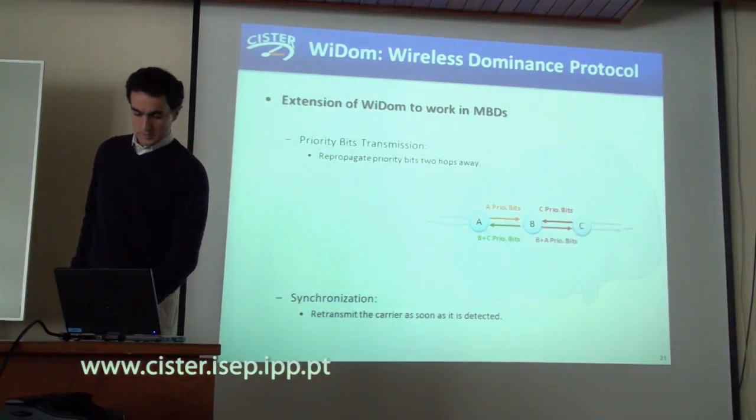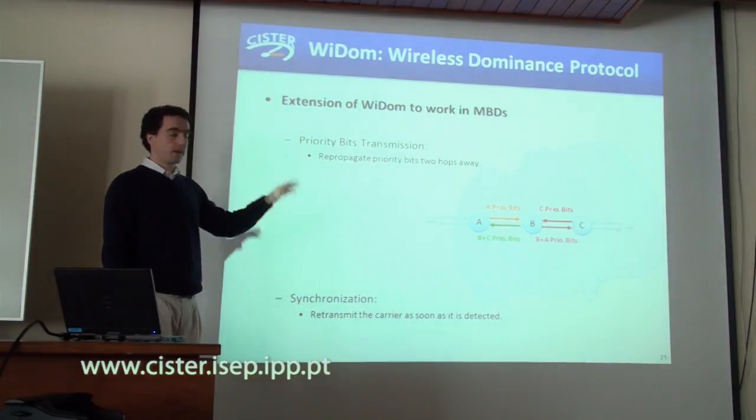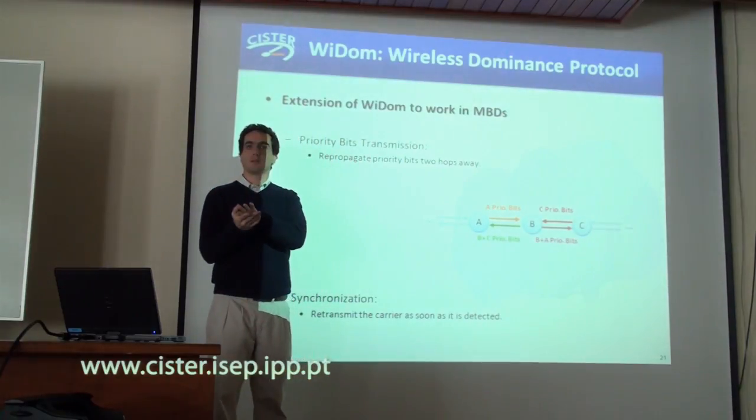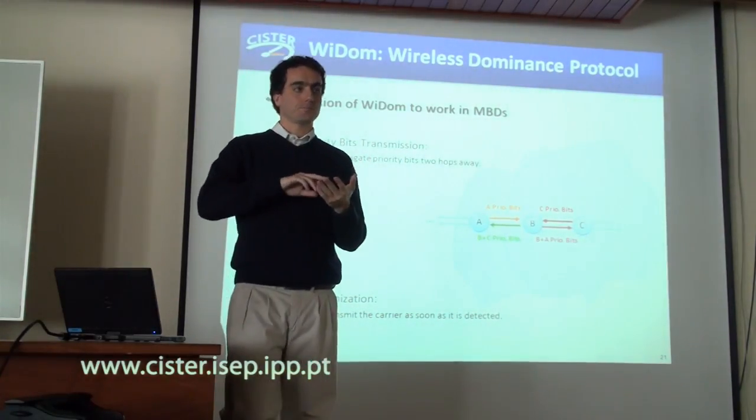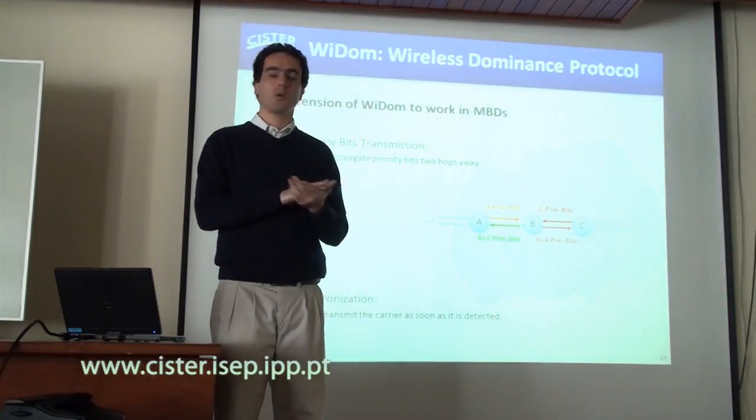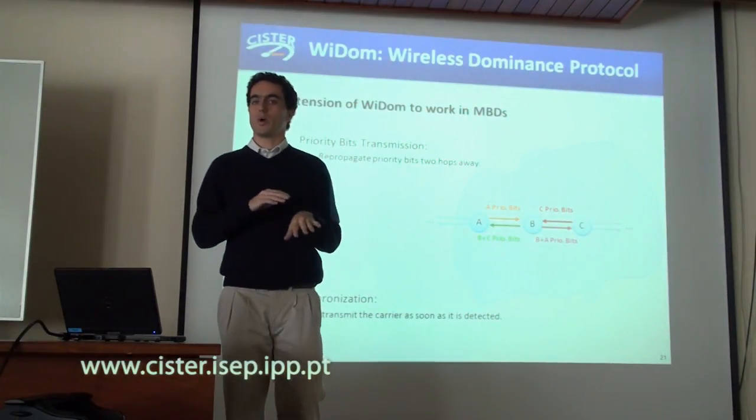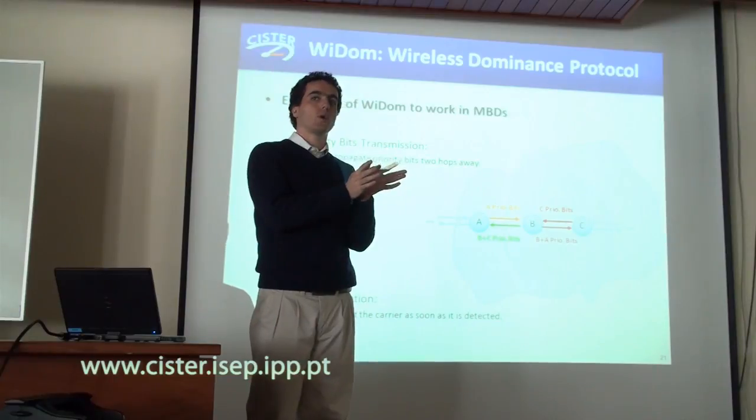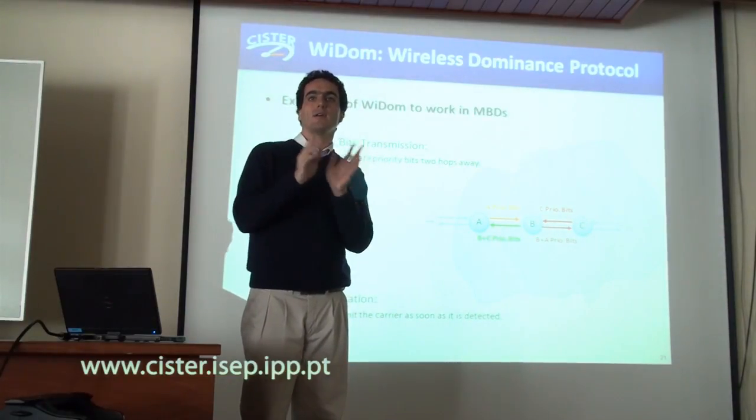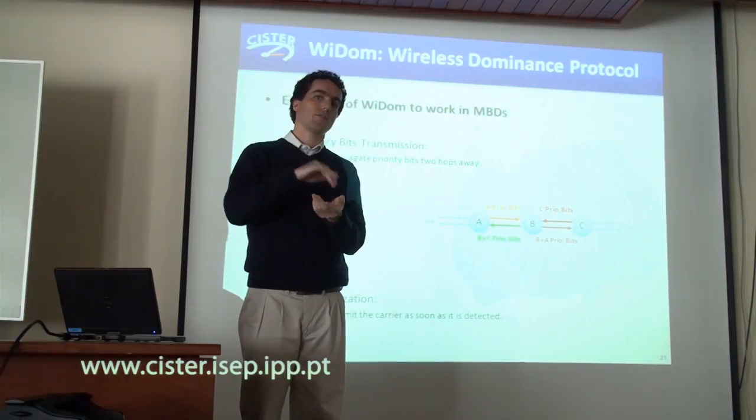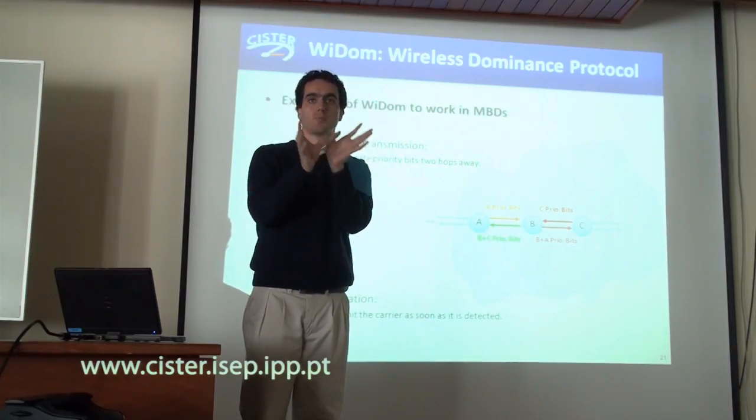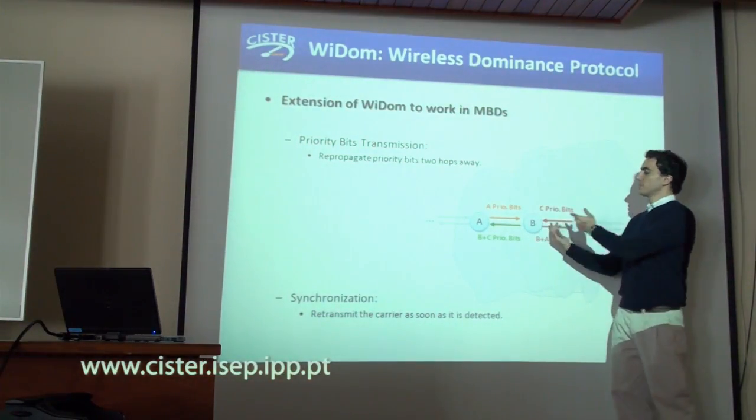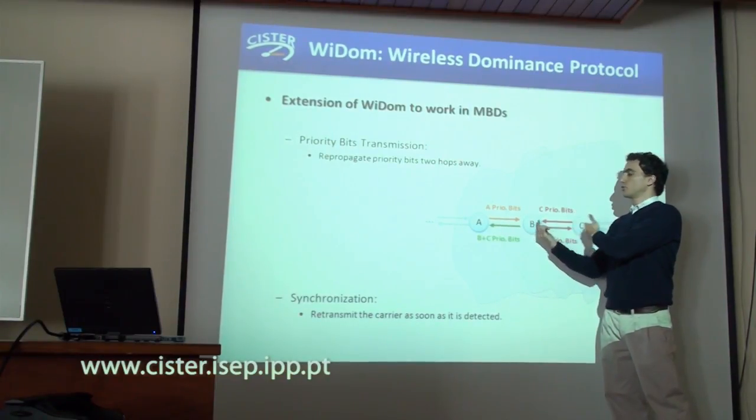Okay. So now, how did we do this extension? Again, not much detail, but the basic idea is to repropagate priority bits. So instead of just having the transmission of priority bits, in our multiple broadcast domain approach the bits are transmitted in 2 phases. One phase is where nodes transmit their own priority, and then another phase where nodes transmit whatever they heard in the first phase. And this is done for each priority bit. What that basically amounts to is that each node will propagate priority bits 2 hops away.